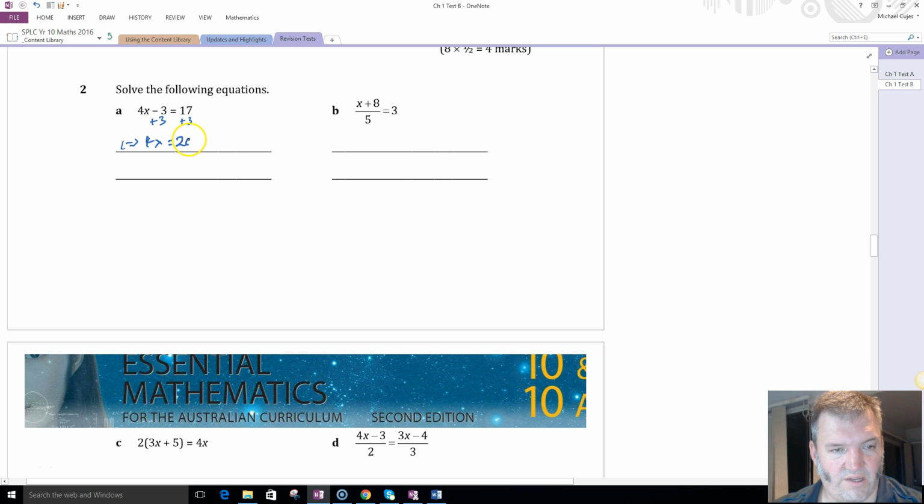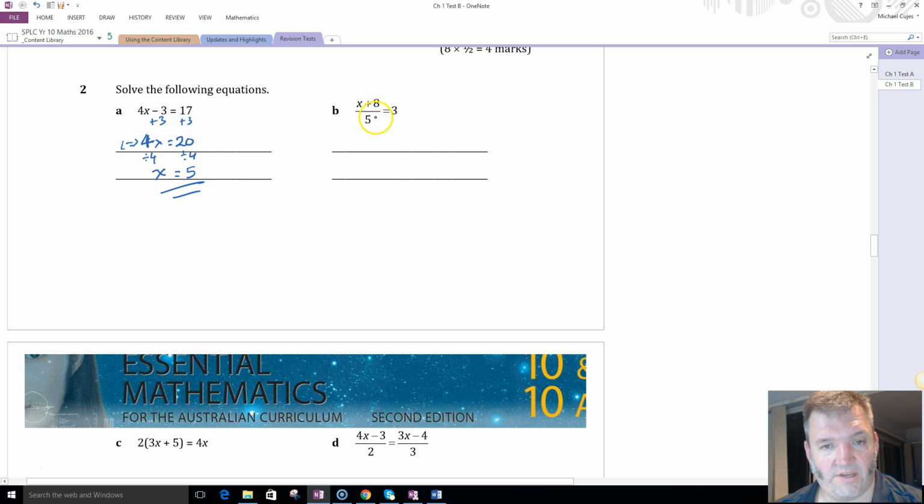17 plus 3 is 20. That 4 looks pretty dodgy. Well, that sort of makes it look a little bit better. Sorry about that. Opposite of multiplying by 4, dividing by 4. So then I'm left with x equals 20 divided by 4 is 5.